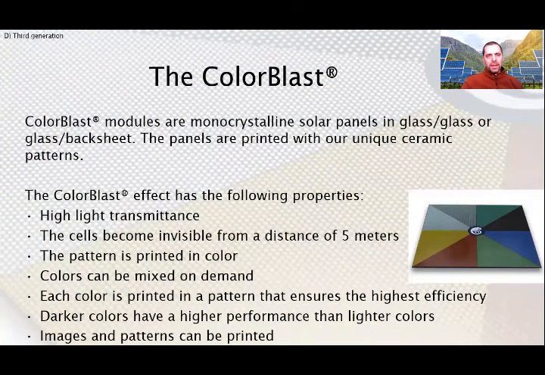Color glass modules are monocrystalline solar panels in glass or glass backsheet. The panels are printed with unique ceramic patterns. The ink is deposited in a matrix pixel pattern across the surface of the module, allowing light to pass through the printed shapes to reach the cells. The panels absorb light evenly across their surface, preventing hot spots and maximizing efficiency.